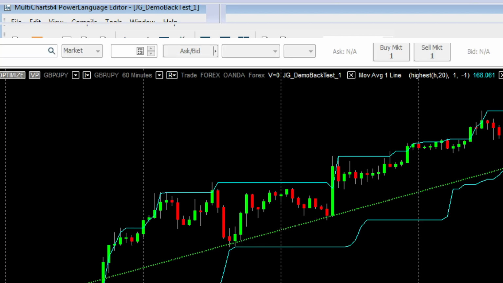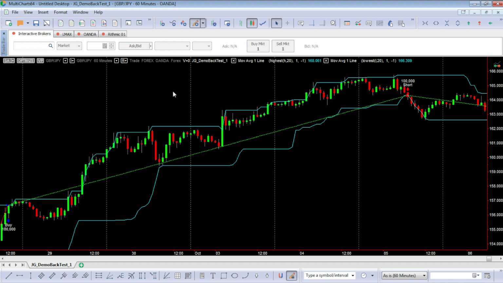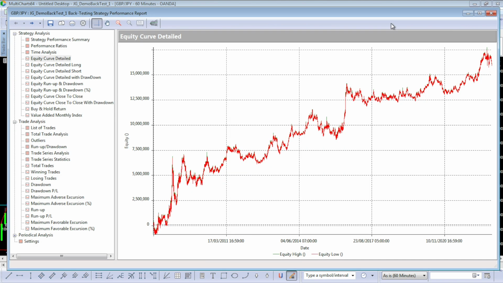The testing that we're going to be carrying out on the different time frames is going to be from January 2008 through to December 2020. As we've already got the strategy applied on the 60-minute chart, let's just have a look at the performance report. And that's what the equity curve looks like. So I think you'll agree with me when I say that the behaviour looks like it's been pretty consistent throughout that time period.